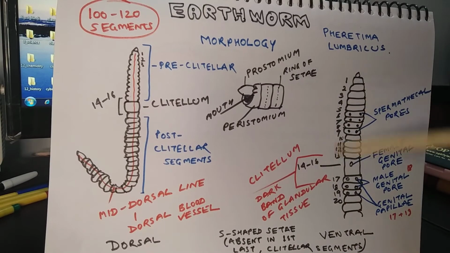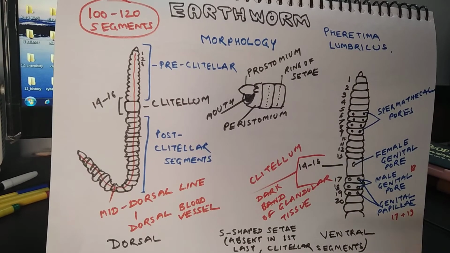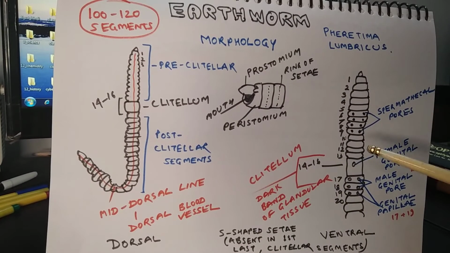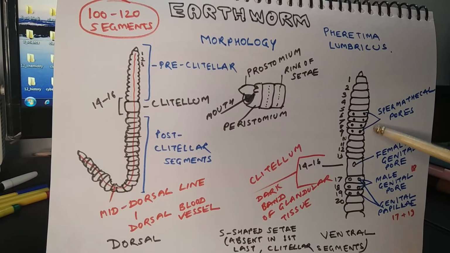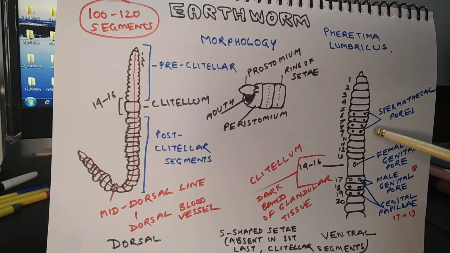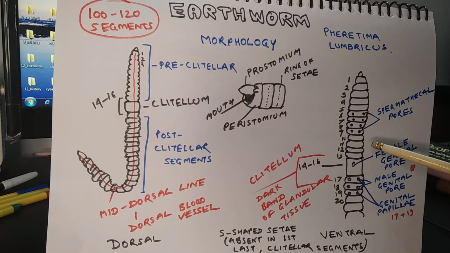This figure shows the ventral surface of the earthworm. On the ventral surface, on 6th, 7th, 8th and 9th segments, there are pairs of spermathecal pores on the lateral sides. So, one pair in each segment, and these spermathecal pores are the channels for receiving sperms during copulation.